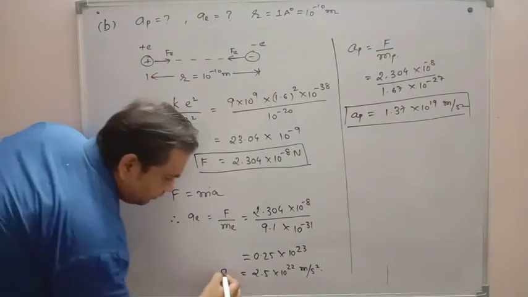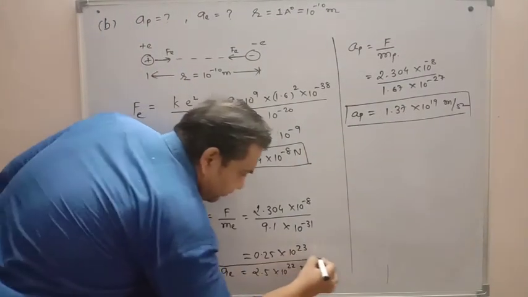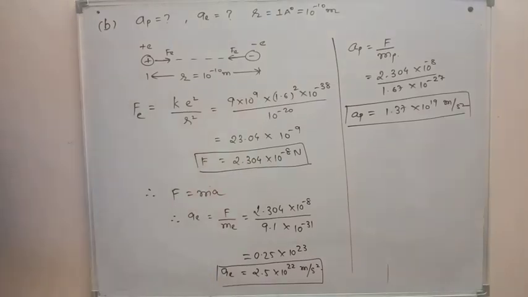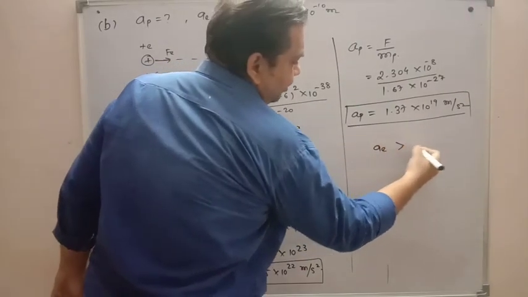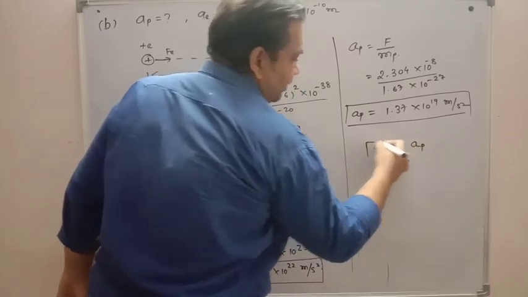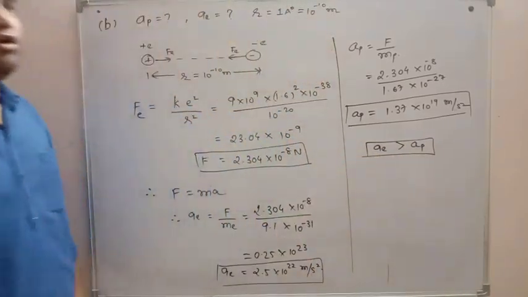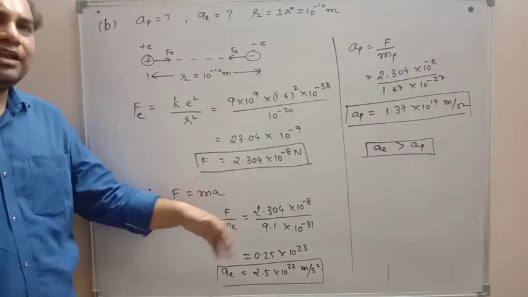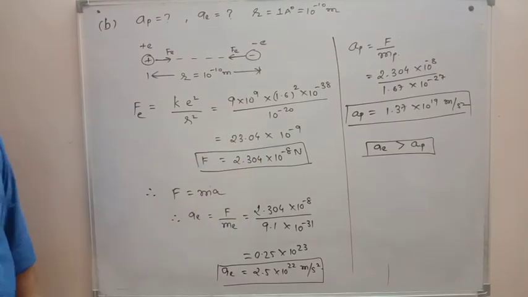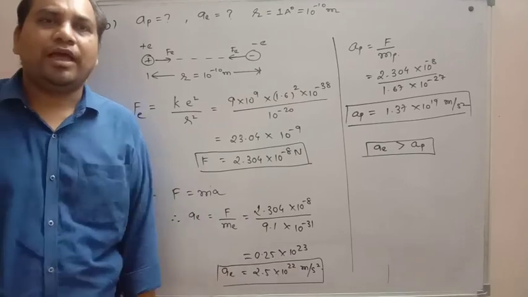This is acceleration of electron 2.5 into 10 power 22 meter per second square. Clearly acceleration of electron is greater than acceleration of proton because mass of electron is less than mass of proton. So lighter particle will get more accelerated as compared to the heavier particle.